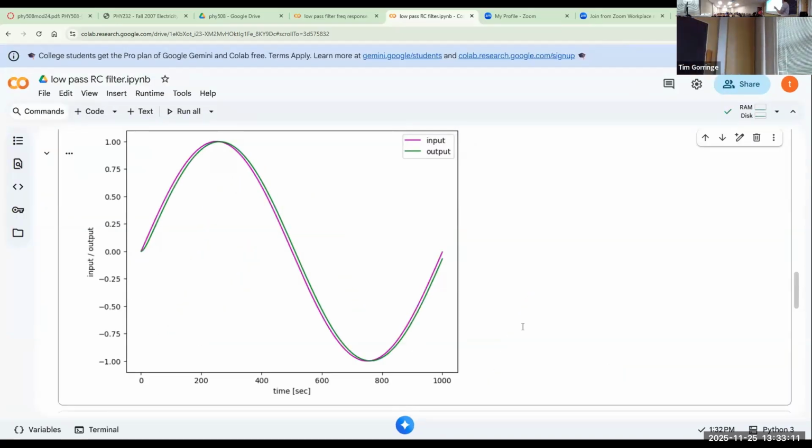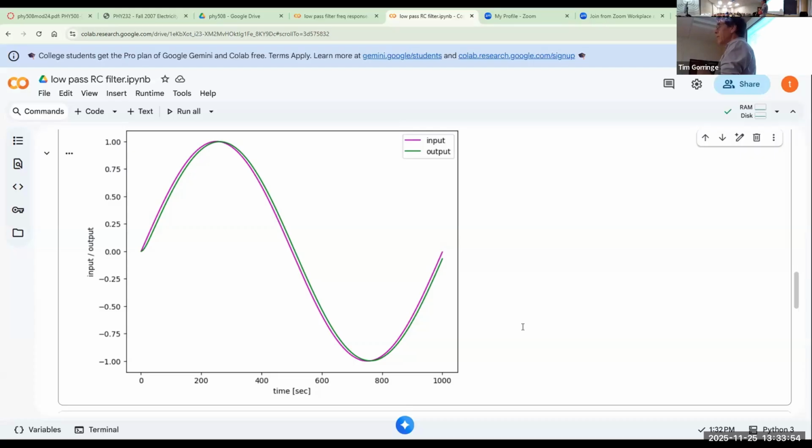Okay, magenta again is the input, green is the output. The frequency here was 1 millihertz, which means it's going to take 1,000 seconds for one complete cycle. So if I'm plotting 1,000 seconds, I'll see just one complete cycle, which is what I see for magenta. So we see one cycle of a 1 millihertz sinusoidal signal, and then we see the output in green. The output in green almost overlaps the input in magenta with this time constant of 10 seconds.